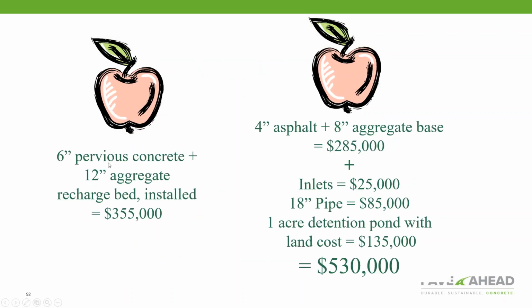So on the left is my pervious concrete, which is also my stormwater. On the right there's my pavement. Now let's add in the infrastructure. And don't forget how much that land costs that is non-usable. This is why so many developers now are looking at pervious pavements going, I can get rid of that pond, that 2-acre pond. I could still have all the stormwater benefits of it.